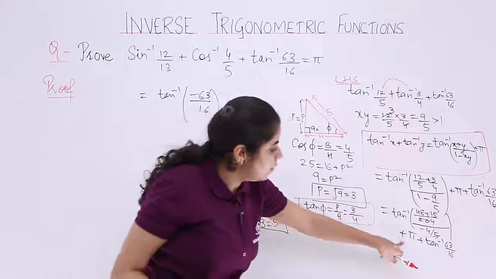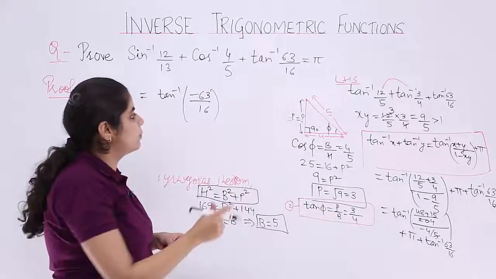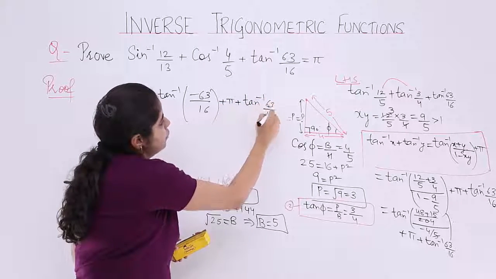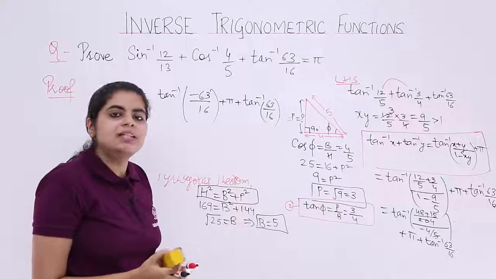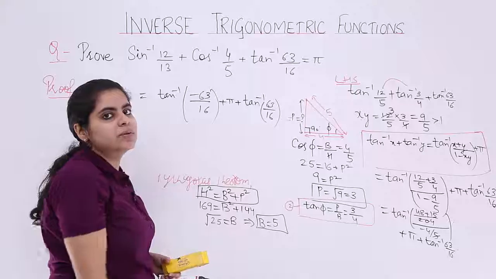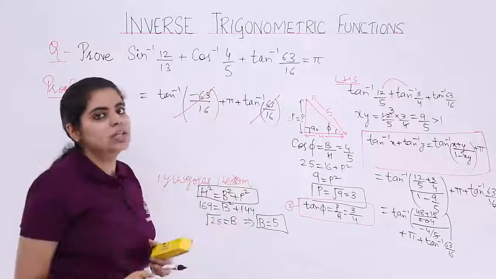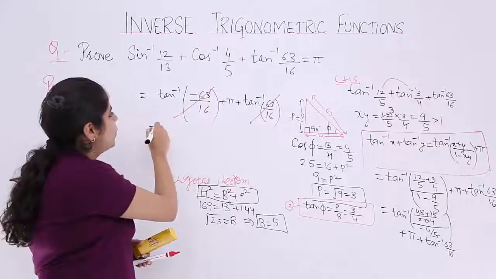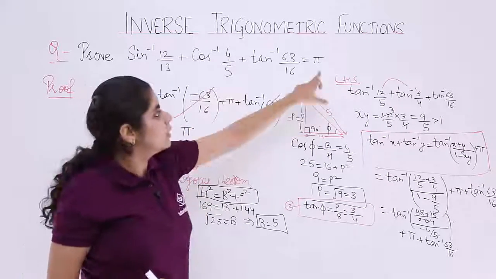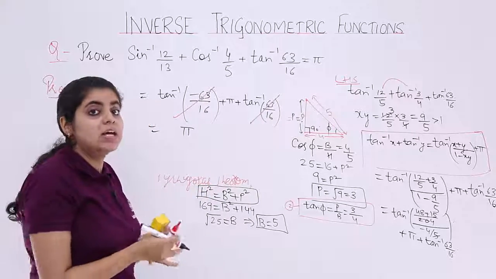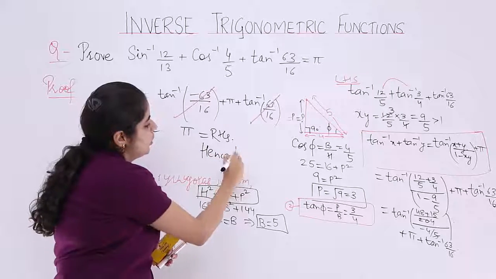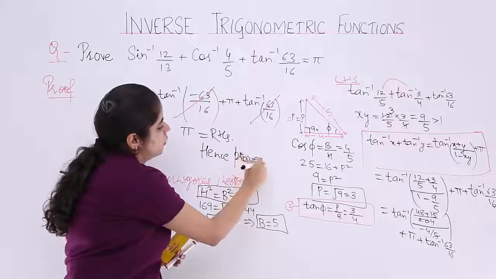Now it is tan inverse of minus 63 upon 16 plus pi plus tan inverse 63 upon 16. Do we find something common? Yes, tan inverse of minus theta is minus tan inverse theta, so these terms cancel. What are we left with? Only pi. And what were we supposed to prove? Pi. Here we got pi. So this is equal to my RHS, and hence this question has been proved.